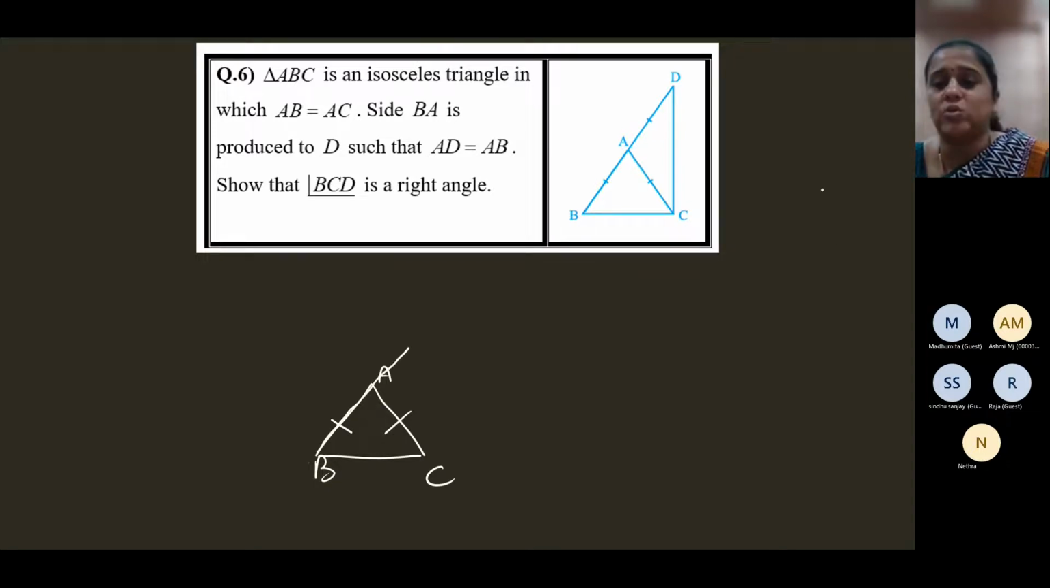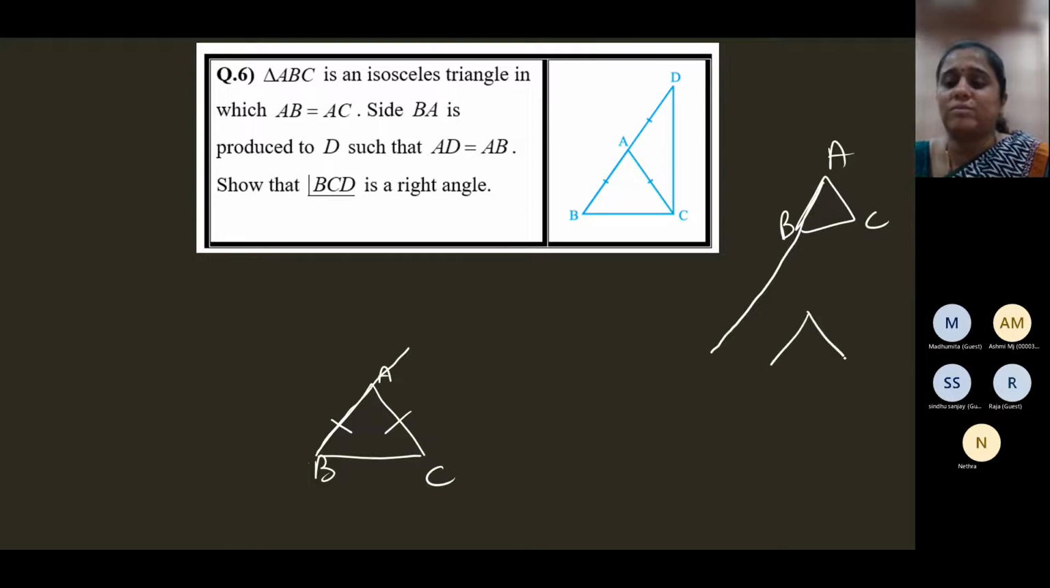Side AB means downward. If you call the triangle ABC like this, and they say side AB is produced, AB produced means in this direction. If they say BA produced, it goes like this. So the way you name the side is important. When you're producing the side, AB is different from BA.